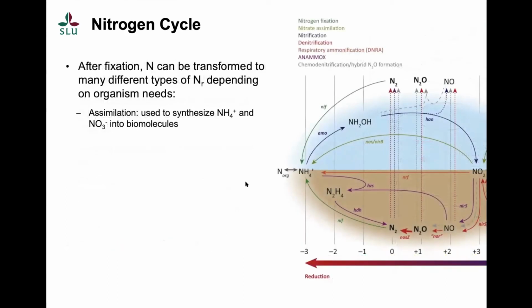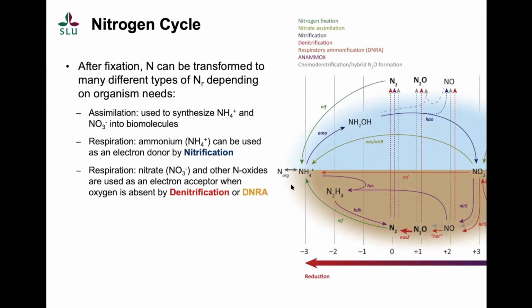But after nitrogen fixation, and when I say reactive nitrogen, you can have these different forms that can either be ammonia, nitrite, or nitrate. And you have a variety of different processes that convert from more reduced forms, which is ammonia, to more oxidized forms. In addition, you can have ammonia being synthesized into biomolecules, nitrate as well. So you can go in that direction. You can also have respiration processes. So the organisms, rather than using the nitrogen to make biomolecules, they're respiring it.